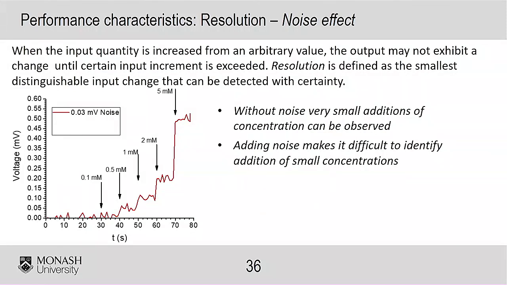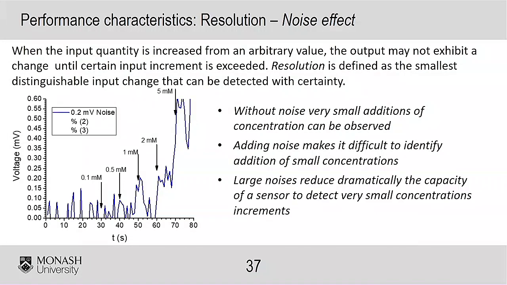And this is a perfect example of a bit of noise. You can see now that when the increment has changed to 0.1 millimolar from 0, you can't actually distinguish that anymore. So noise has essentially dropped the resolution of the sensor. Our resolution now, we might be able to say, is 0.5 millimolar. We can still reliably detect that, and as we go up, we can see that we can still detect these.